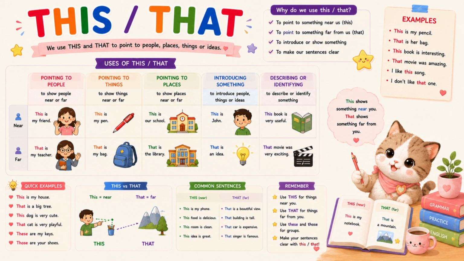Today, we are going to learn this and that. We use this and that to point to people, places, things, or ideas. Let's look at some uses for people. This is my friend. That is my teacher.